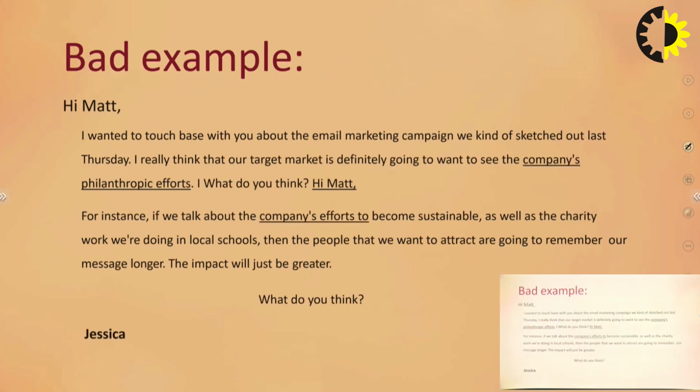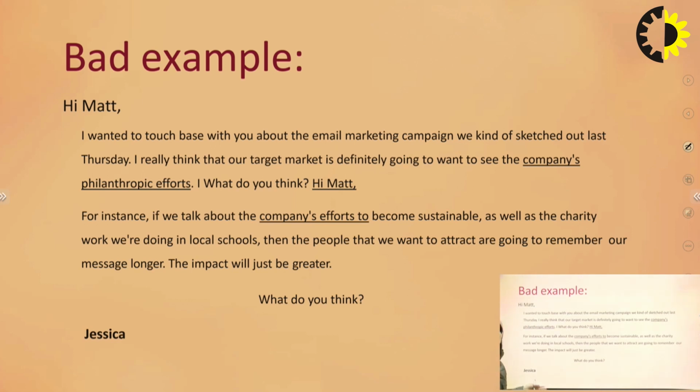Conciseness saves time. So this is a bad example. You can see this is a very long message, and we have written very complex and long sentences. So I wanted to touch base with you about the email marketing campaign we kind of sketched out last Thursday. I really think that our target market is definitely going to want to see the company's philanthropic efforts. What do you think? Hi, Matt. For instance, if we talk about the company's efforts to become sustainable as well as the charity work we are doing in local schools, then the people that we want to attract are going to remember our message longer. The impact will just be greater. What do you think, Jessica?